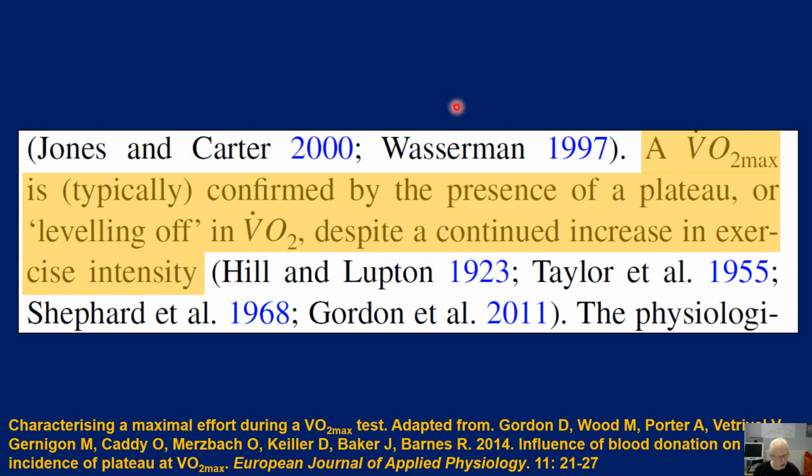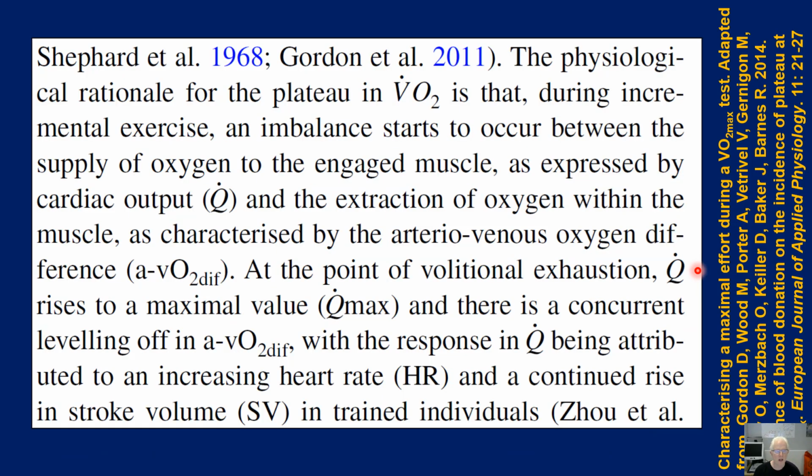But they go on to write this. This is a paper that we published about the plateau. VO2 max is typically confirmed by the presence of a plateau or levelling off in VO2 despite a continuous increase in exercise intensity. So we're kind of confirming what you see from the Paul and Jones paper, and it is absolutely what is done. Now the question is, how do we define a VO2 plateau?